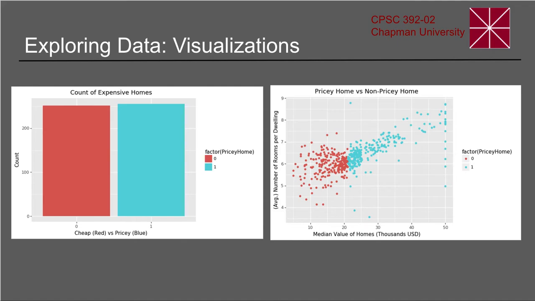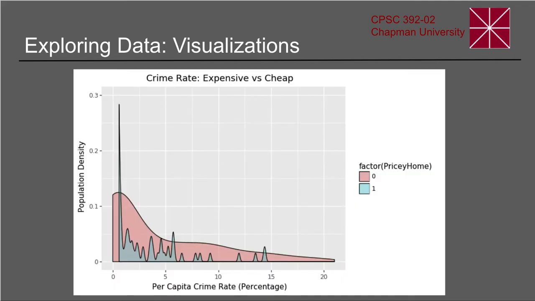To the right, you can see that the median value of homes increases as the number of rooms per dwelling increases, and it makes sense because the more square footage, the more rooms, the more expensive your house is going to be on average. And then here you can see that the per capita crime rate for cheaper homes is much higher than for expensive homes. And it makes sense because you're talking about poor areas, lots of crime. So I'm just exploring some assumptions that one would make about housing in general.